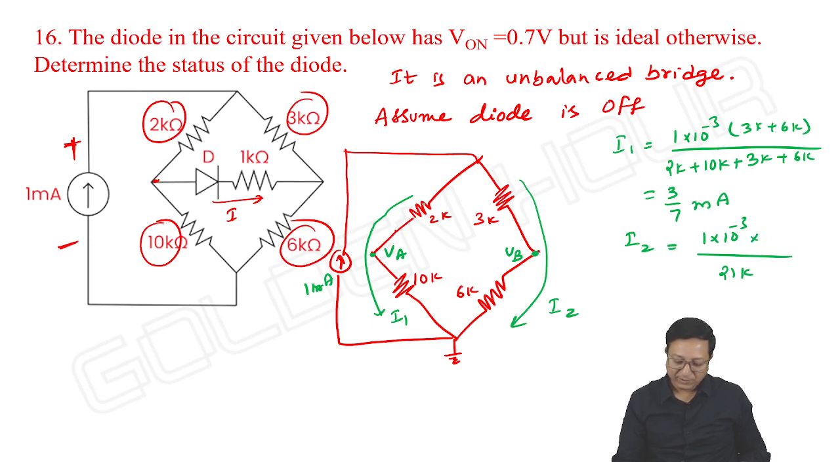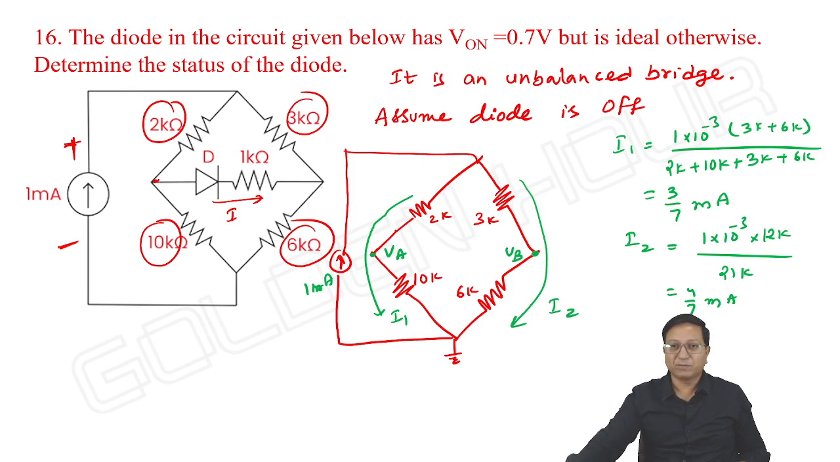multiplied with 2K plus 10K, that is 12K. It is 4 by 7 milliampere. Okay, I1 and I2 are like this. I2 is greater than I1. Let it be. Then find VA and VB.